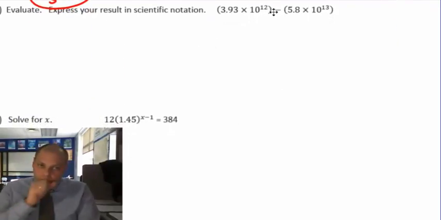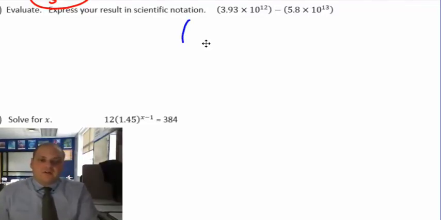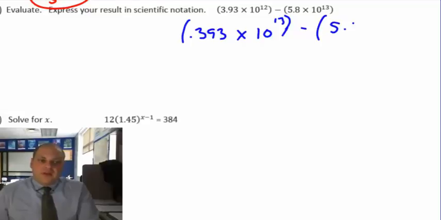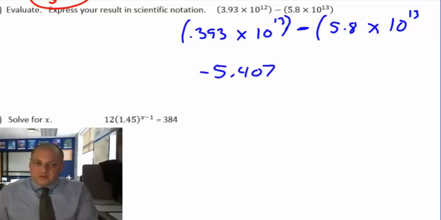Scientific notation. Take this to a 13. We've done a bunch of these. You guys are good at these. 0.393 times 10 to the 13th minus 5.8 times 10 to the 13th. So the only thing different here is you're going to have a negative. So 0.393 minus 5.8 is negative 5.407, which is okay. Negative 5.407 times 10 to the 13th.